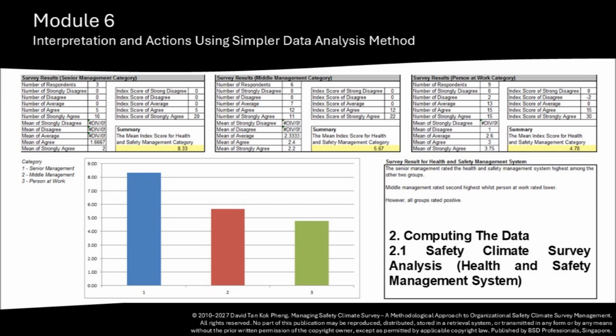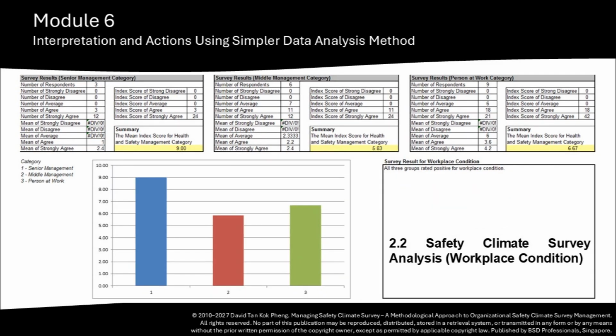Finally, we calculate the mean index score for the health and safety management category using SUM E5 E9 divided by B4. This gives us an overall score that reflects the general perception of the organization's safety management system. We repeat the same process for middle management and person at work, ensuring consistency across all three groups. The final spreadsheet structure is shown in the figure provided.